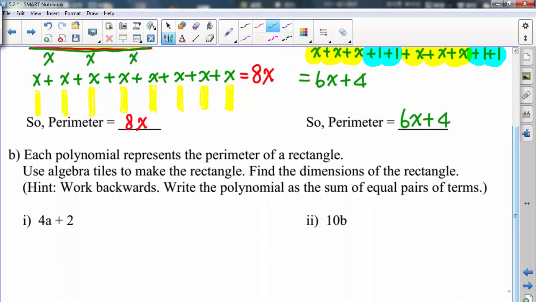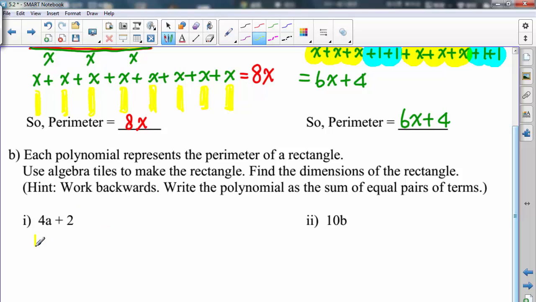So we need to work backwards right now. Each polynomial represents the perimeter of a rectangle. Use algebra tiles to make the rectangle and find the dimensions of the rectangle. This is a working backward question. You know the polynomial, you need to use the algebra tiles to find 4a plus 2.